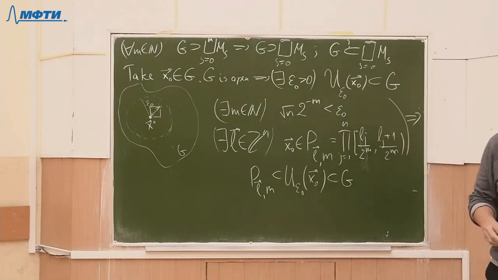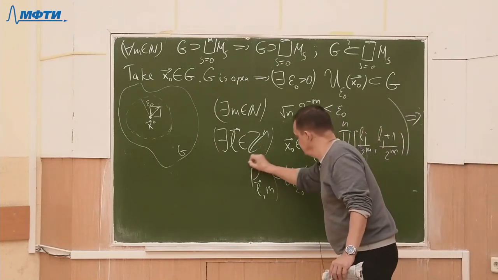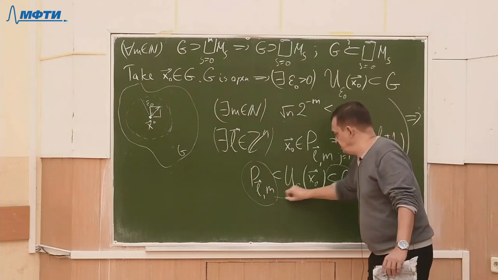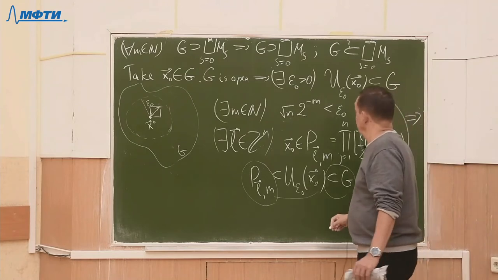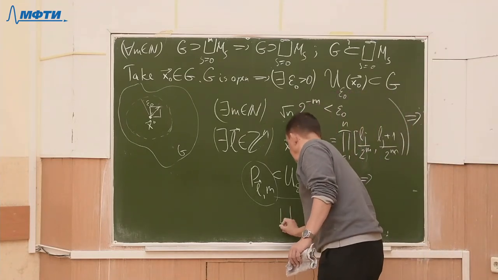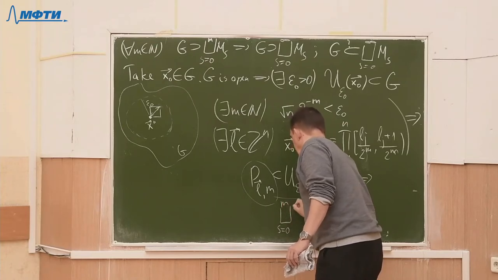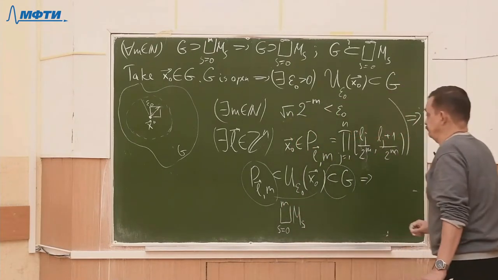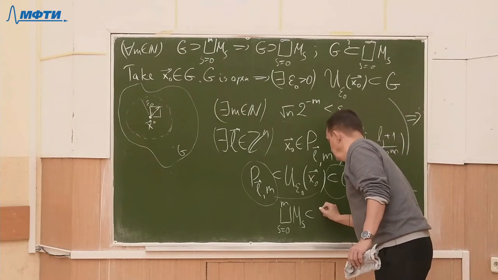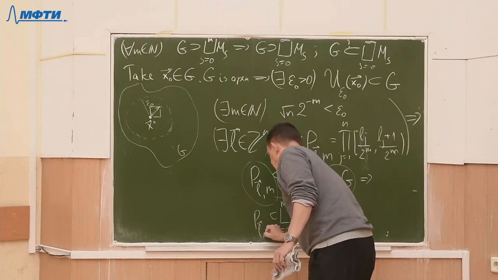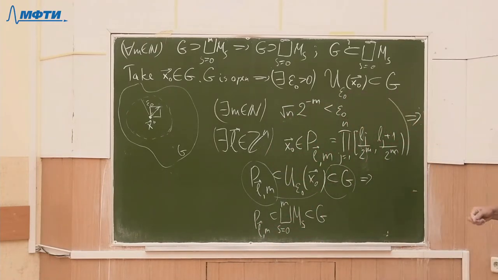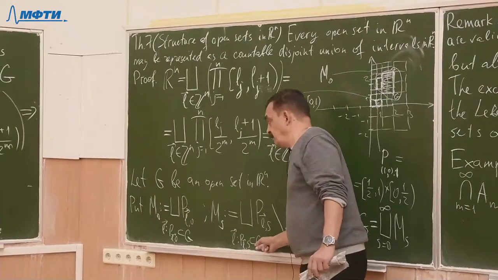And what does it mean? P_{L,M} is a subset of G. Hence, the union of the first M sets M_s is in G, because this union for sure contains our P_{L,M}, right? Because all sets, all intervals of the level M are in our G.